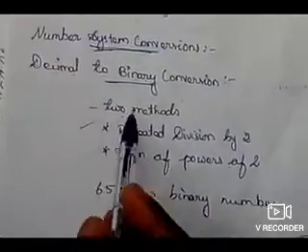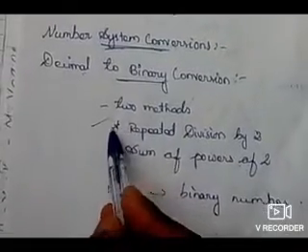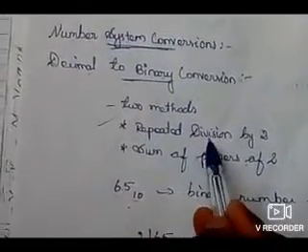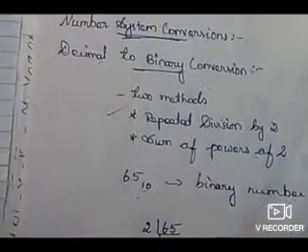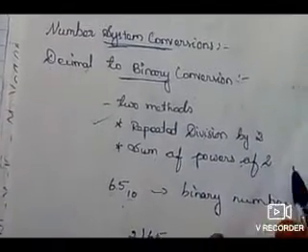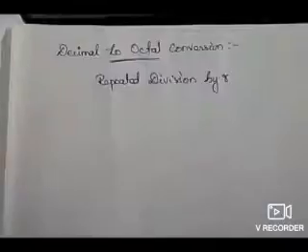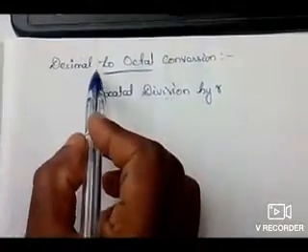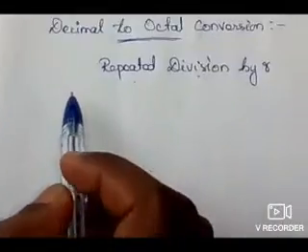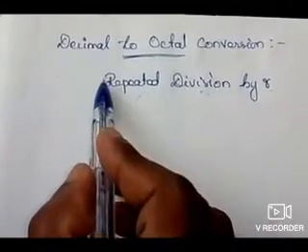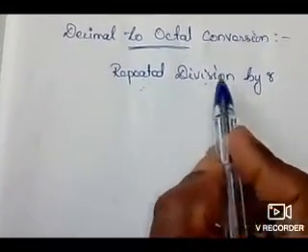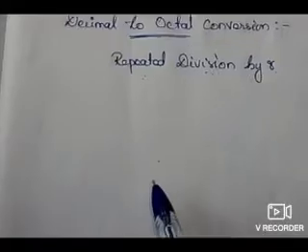In this video we studied the repetitive division by 2 method. The sum of powers method we will study later. Next conversion is decimal to octal conversion. This conversion we also do by the same method, repetitive division by 8.